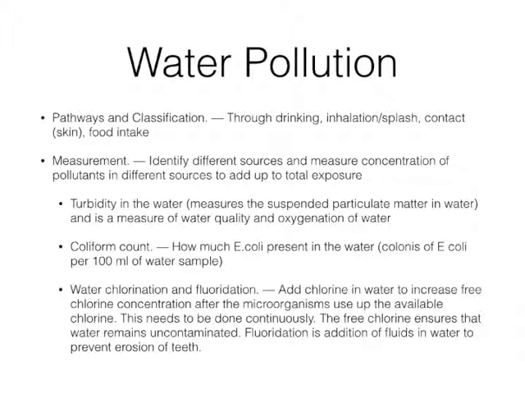Water pollution, for example, will be through the pathways of drinking, inhalation, that is, if you splash around and water vapors are inhaled, or maybe contact with water. If the water is particularly contaminated, then contact with the water is also another way in which you can get exposed to the pollutants in water. You can use turbidity in the water, or you can use coliform count for measurement of how much water is contaminated. And water is usually purified using water chlorination and fluoridation. We shall be reviewing this more when we actually come to that particular topic of water contamination and water sanitation and hygiene. So I'll leave that topic till then.